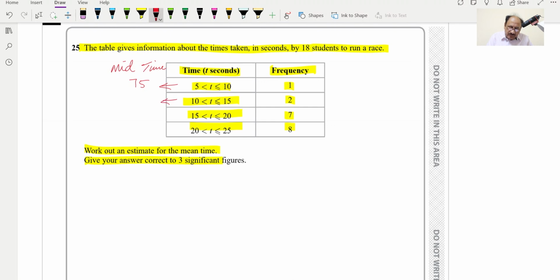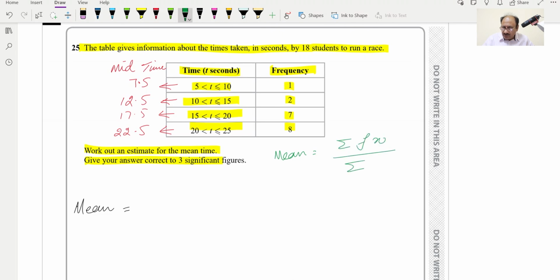Similarly, the mid of this will be 12.5, so directly this is 7.5, this will be 12.5. For this one it will be 17.5, for this one it will be 22.5. So after finding these midpoints, now we can go for the mean value. The formula is: mean is equal to sigma fx divided by sigma f.